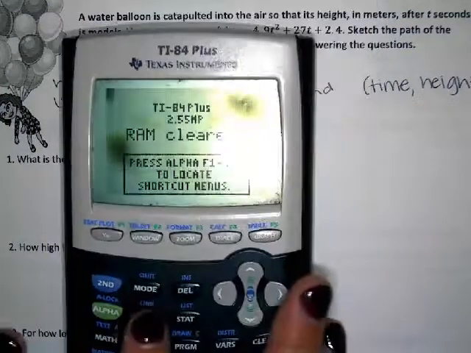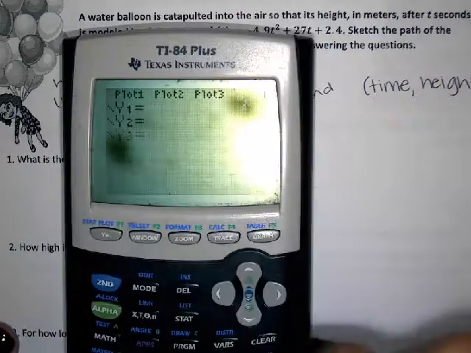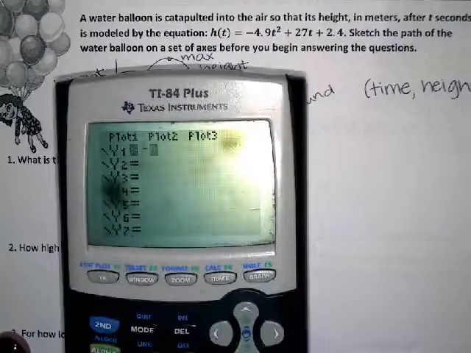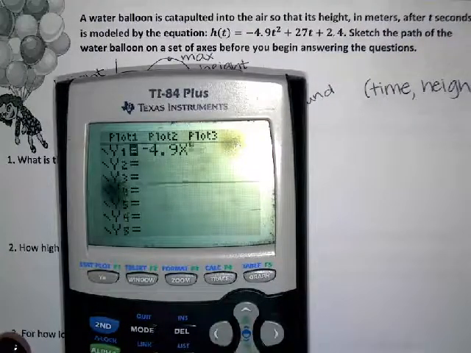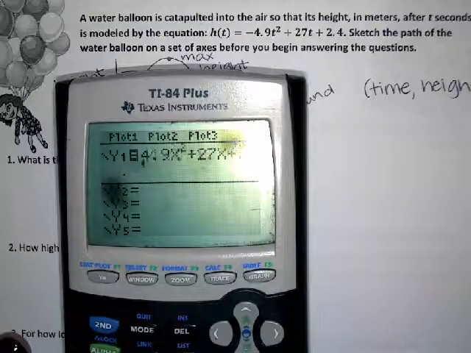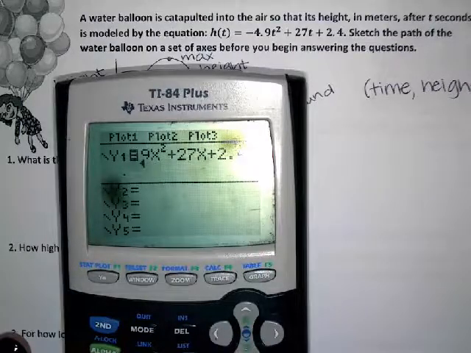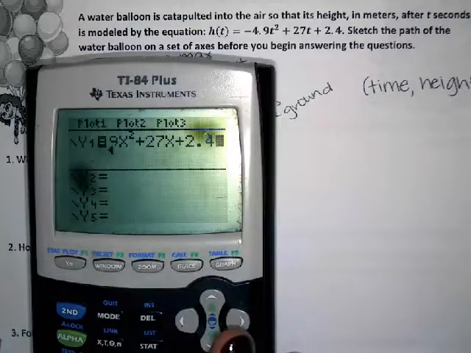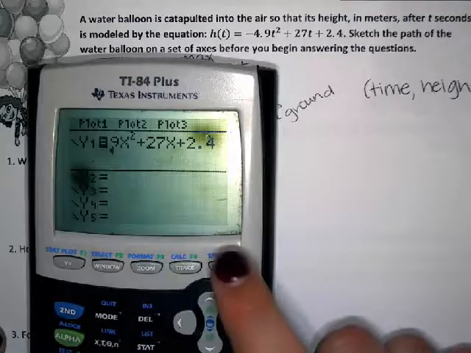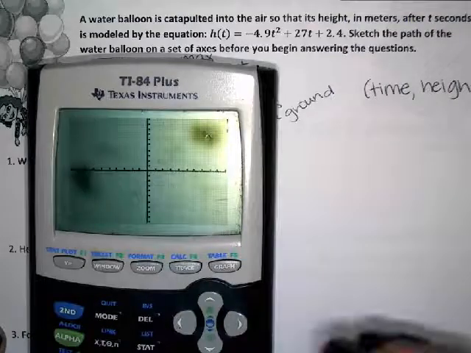And then I'm going to type in negative 4.9 x squared plus 27x plus 2.4. So I'm just typing in the equation. And then you can graph it now if you want to. It's usually not going to graph everything, or not in a way you can see it. With story problems, we usually have to change the window before we can see what we want.